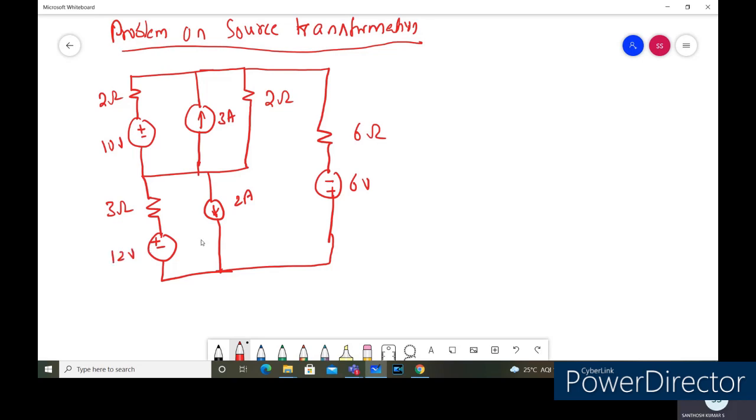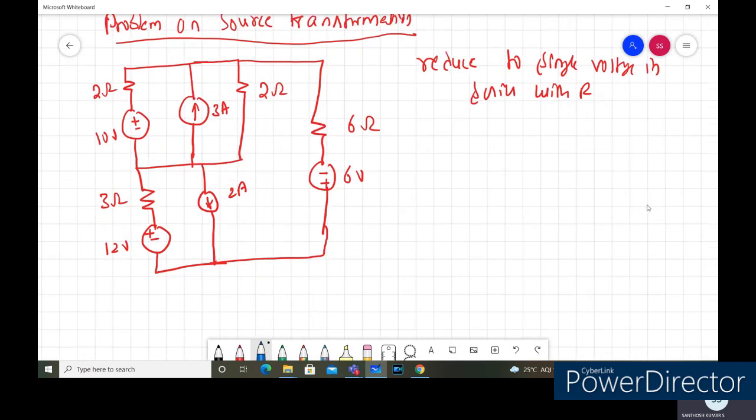So here we need to convert this into the simplest form, reduced to a single voltage source in series with a resistance. That's the problem. So we need to reduce this network into the simplest one. So let us reduce the network here.